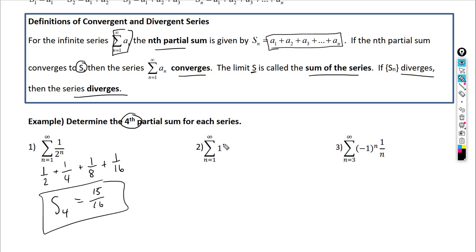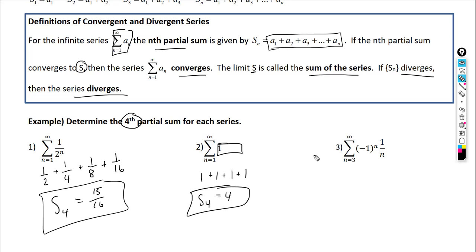For this one, because there are no variables here, no values of n or whatever, it's just 1 for everything. So the first sum is 1, the second sum is 1, the third sum is 1, the fourth sum is 1, so that means s sub 4 is 4. 1 plus 1 plus 1 plus 1.